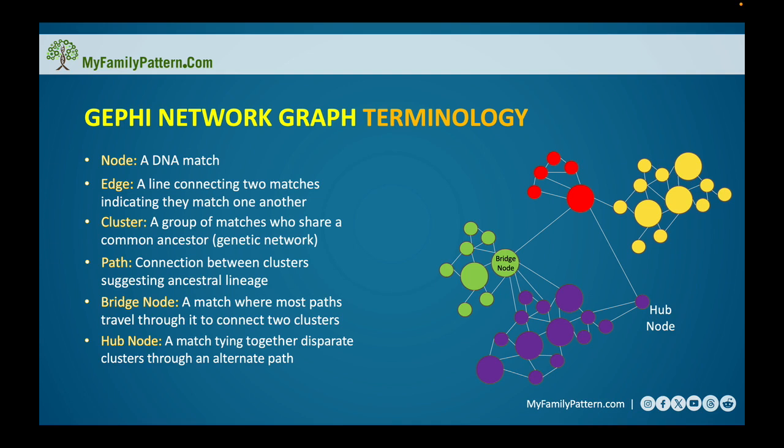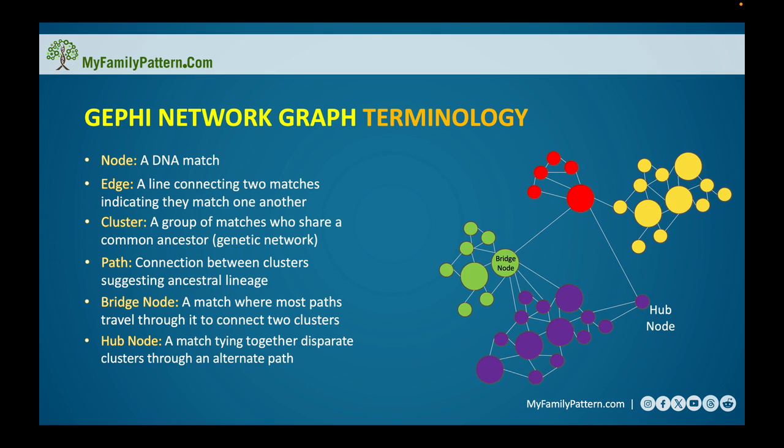However, there's this other node that is part of the purple cluster, maybe a little bit distanced, and we'll talk about why that's slightly distanced, but you see there's an alternative path that goes through that hub node back to that red cluster without going through the green cluster. And again, if we know the identity of that DNA match that is that hub node, that may help us interpret how these different clusters are related to one another.